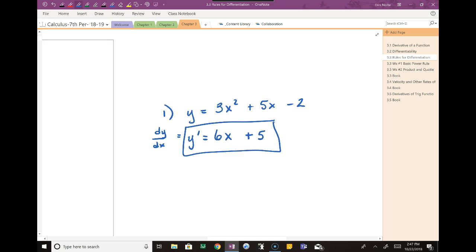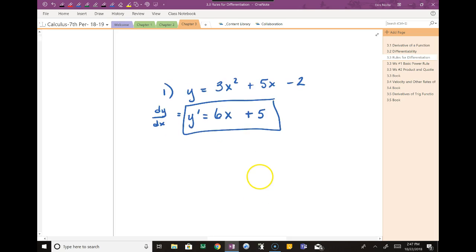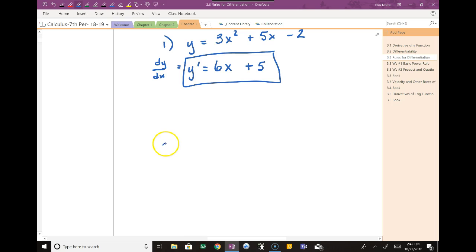So wait, what if it was 3x cubed? Okay, let's do another one. Do we always have to put dy over dx? Nope, you don't have to. You can just write y prime. All right, let's make it really hard.